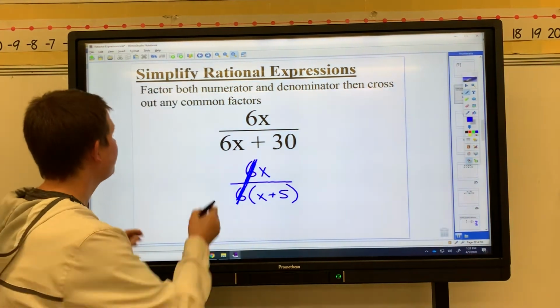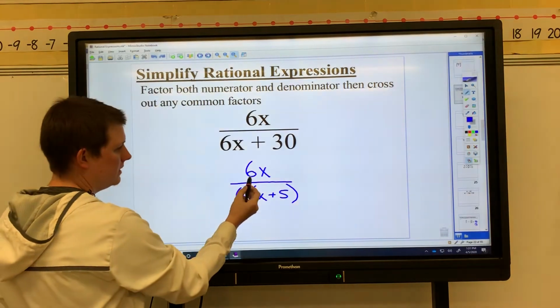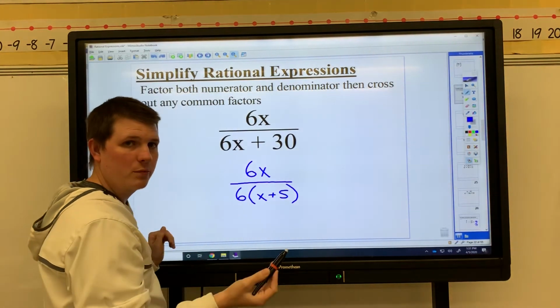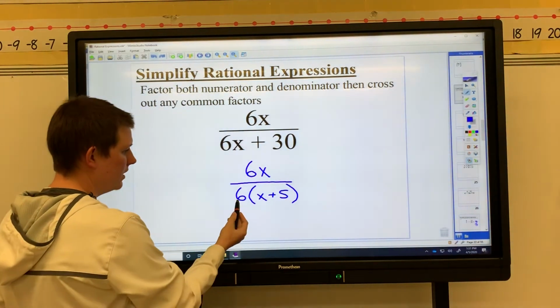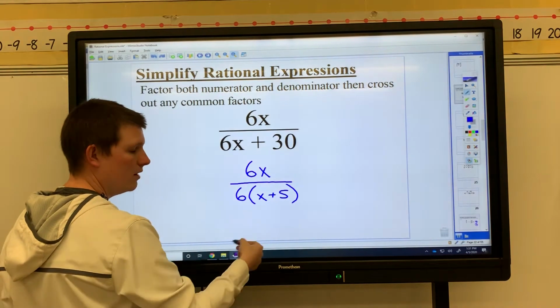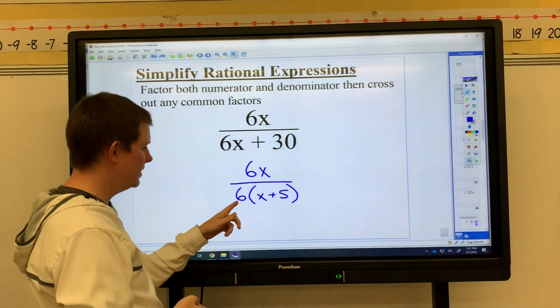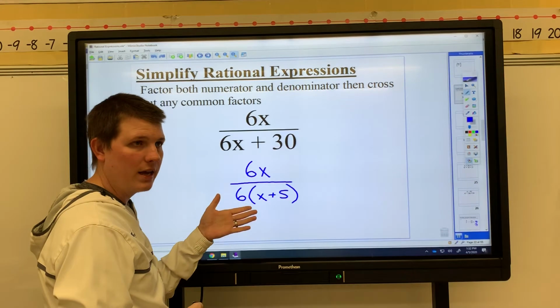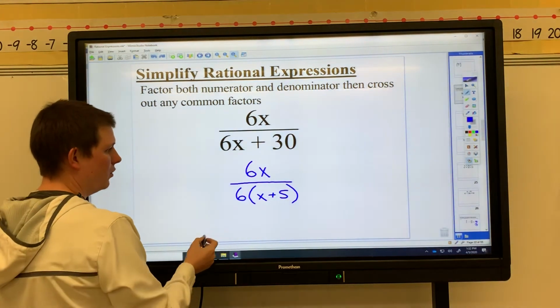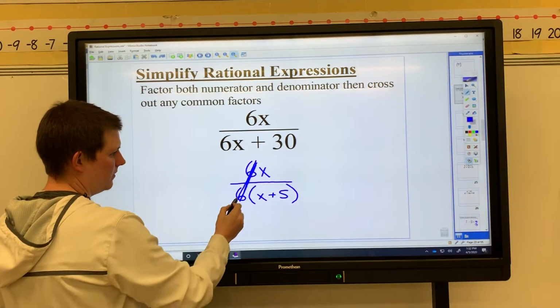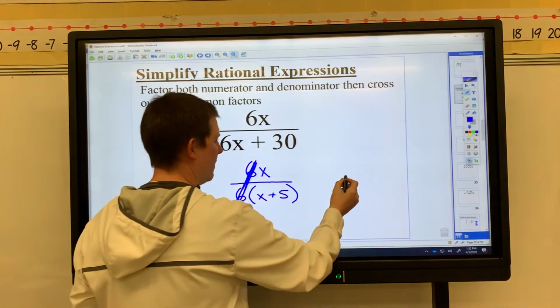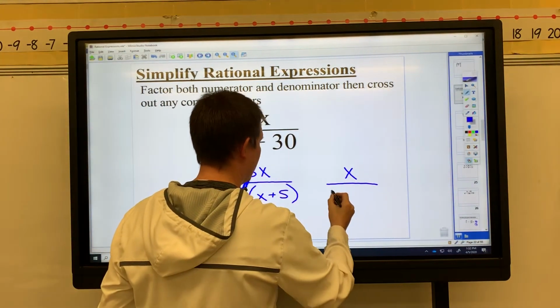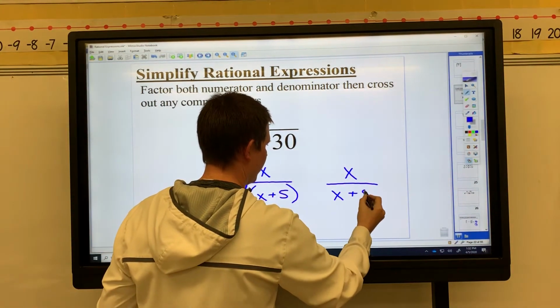What do I mean by that? If we go back, 6 and x are doing what? They're multiplying. It's 6 times x. What is the 6 and the parentheses doing? They're multiplying. If I was going to read that, I would say 6 times the quantity x plus 5. So as long as I'm multiplying, I can cross out. So what's left on top is x. What's left on the bottom is x plus 5.